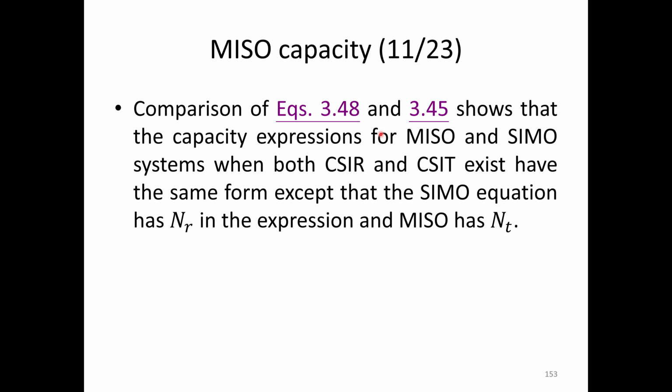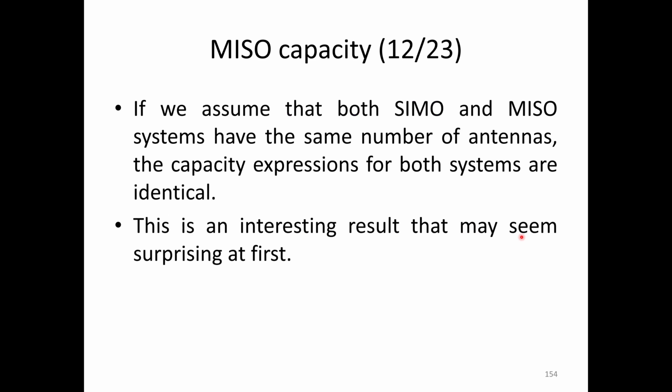Let us go back to page 153. It shows that the capacity expressions for MISO and SIMO systems, when both CSIR and CSIT exist, have the same form, except that the SIMO equation has NR in the expression and MISO has NT. Next page.